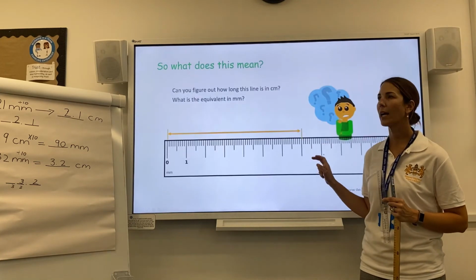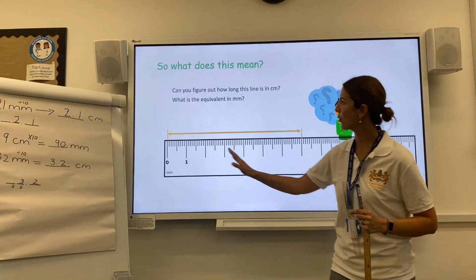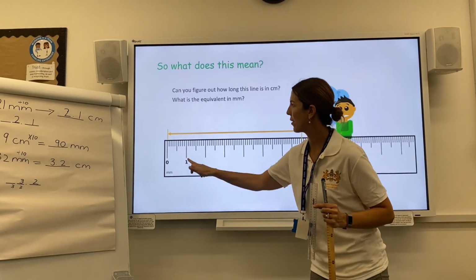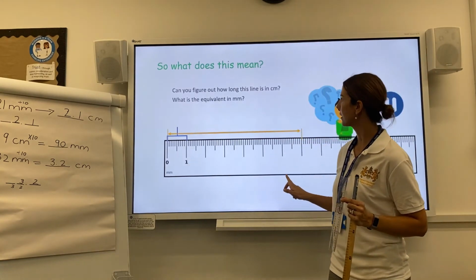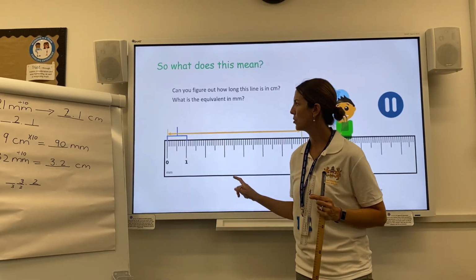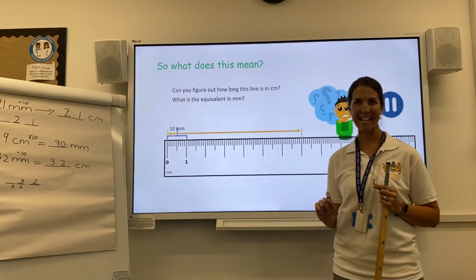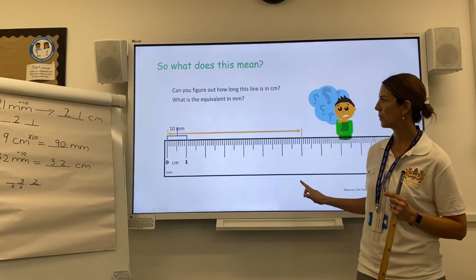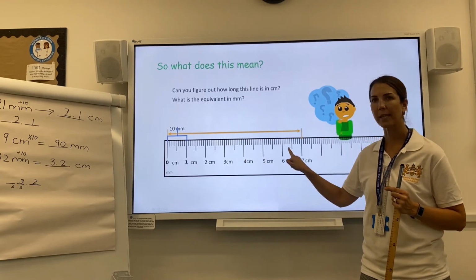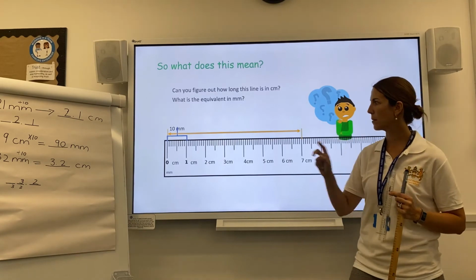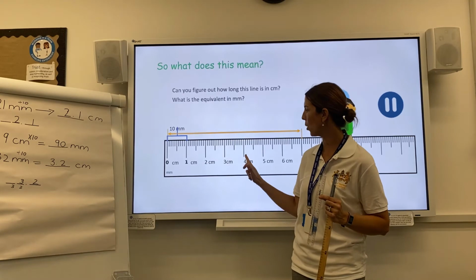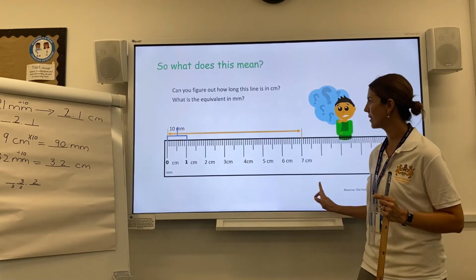So what does this actually mean? Here's my ruler, which I was showing you earlier, and we have 0 to 1. Now this little space here, 0 to 1, is 10 millimeters. And every single one of these represents 1 centimeter. So 1 centimeter, 2 centimeters, 3 centimeters, 4, 5, 6, and 7.